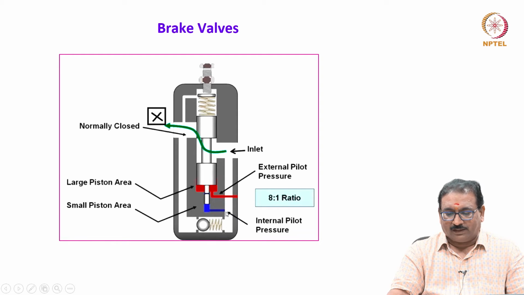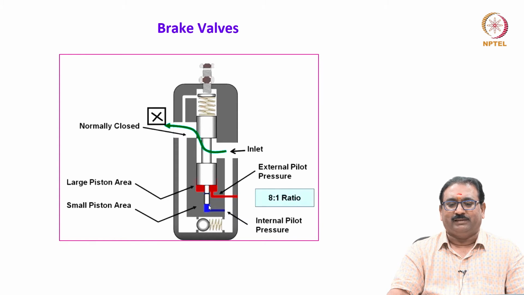And here, friends, there are two pilot lines. It is an external pilot line. You will see here the red one, the external pilot line, acts over the larger area of the spool. And for the smaller area, there is one more, which I will call the internal pilot pressure. The internal pilot pressure is from the inlet line. This is the external pilot line from outside. You will see, friends, this smaller piston area and the larger piston area: the ratio is 8:1. This is 8 times bigger than this.